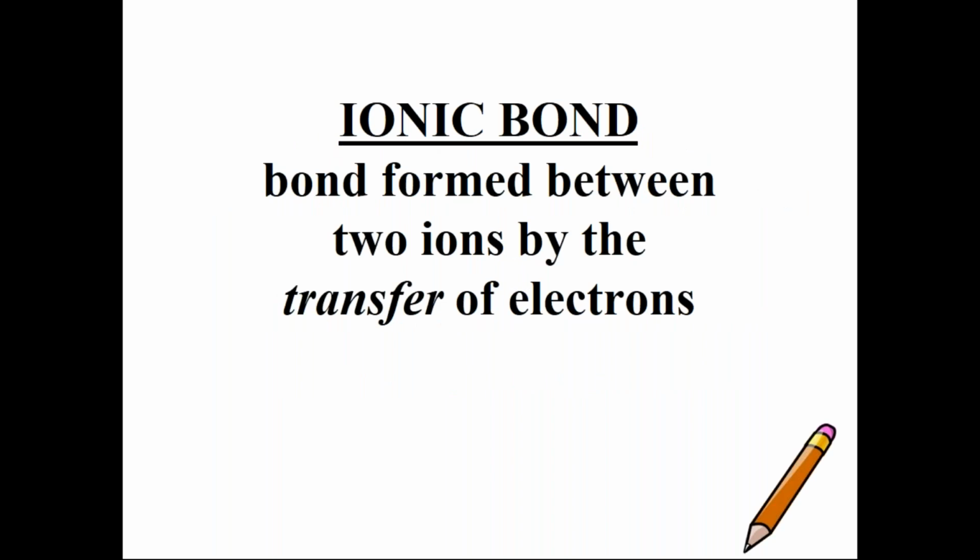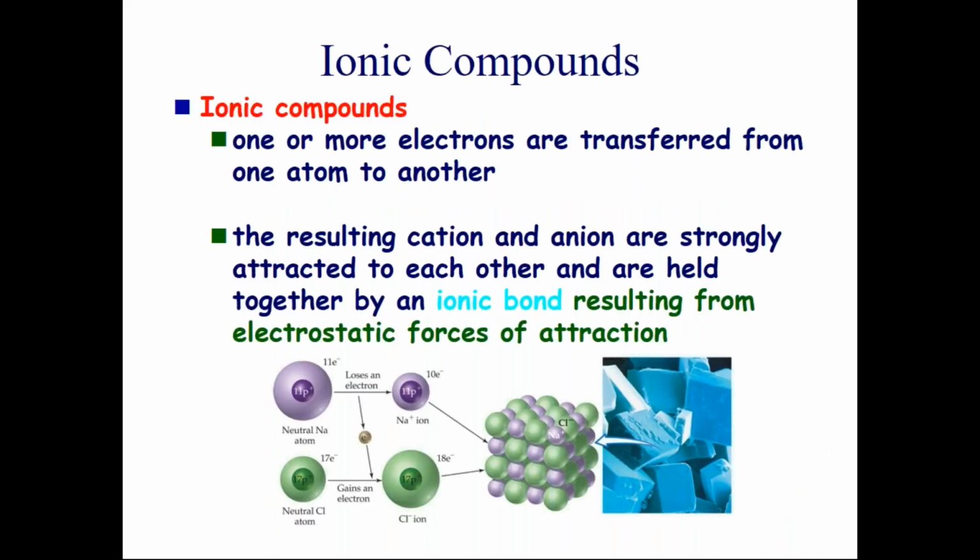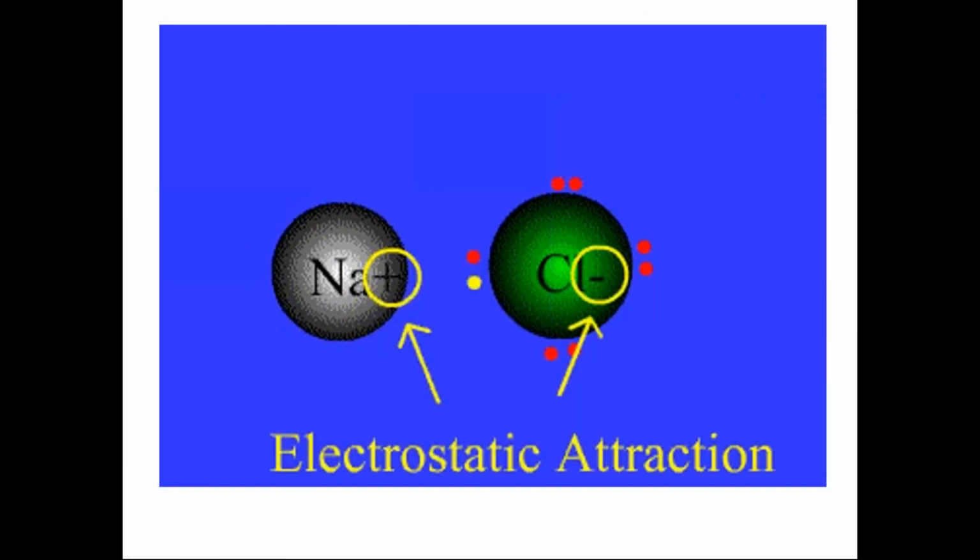But what about ionic bonding? An ionic bond is formed between two ions by the transfer of electrons. In ionic compounds, one or more electrons are transferred from one atom to another. The resulting cation and anion are strongly attracted to each other and are held together by an ionic bond, resulting from electrostatic attraction forces. If you take a look at the structure of sodium and chloride ions, you will see that they form electrostatic attraction forces, which is called an ionic bond.